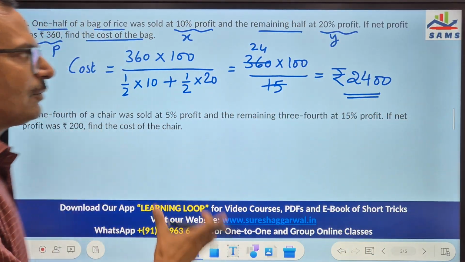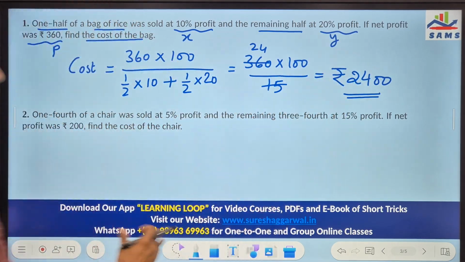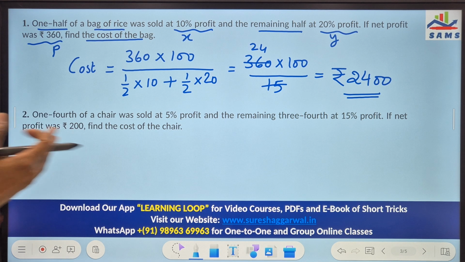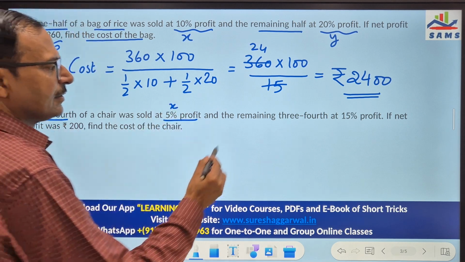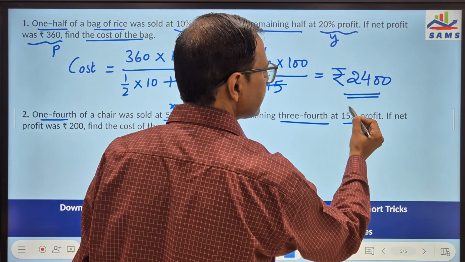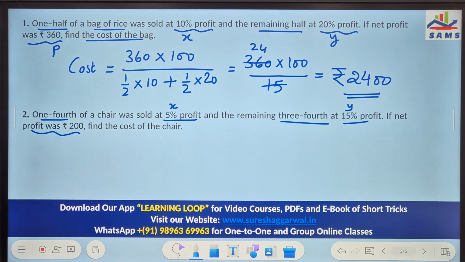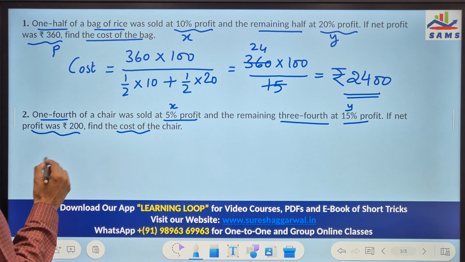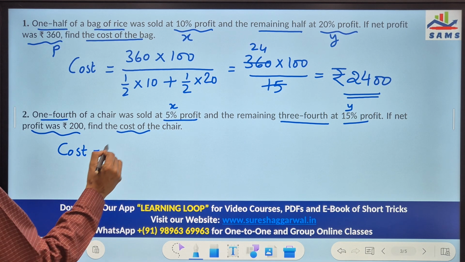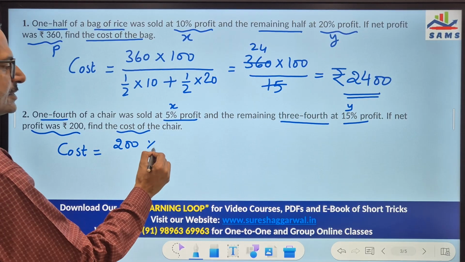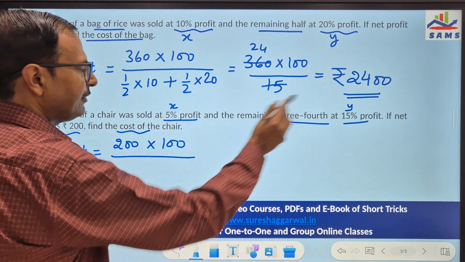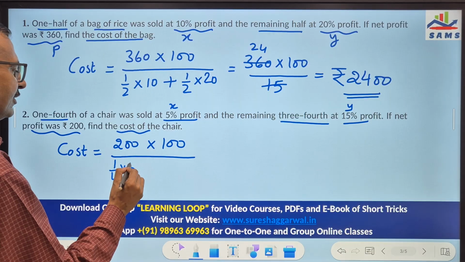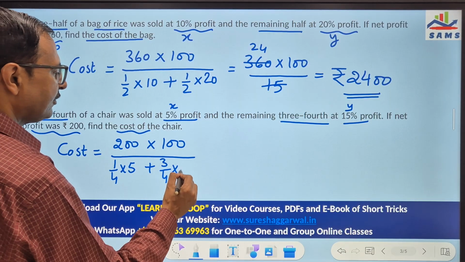See, you can just take a while and grasp this, because we are going to apply this in our subsequent questions as well. Here in the second question, we have 1/4 sold at 5% profit, so this is X. Remaining 3/4, 15% profit, so this is Y. And net profit was 200, so again we need to find the cost of the chair. So the cost will be 200, which is the net profit, times 100 upon, what are the fractions? 1/4 and 3/4, and profits 5 and 15. So 1/4 times 5 and 3/4 times 15.